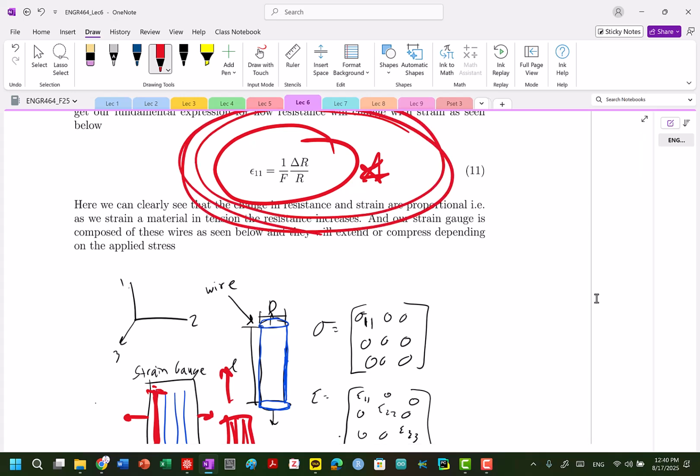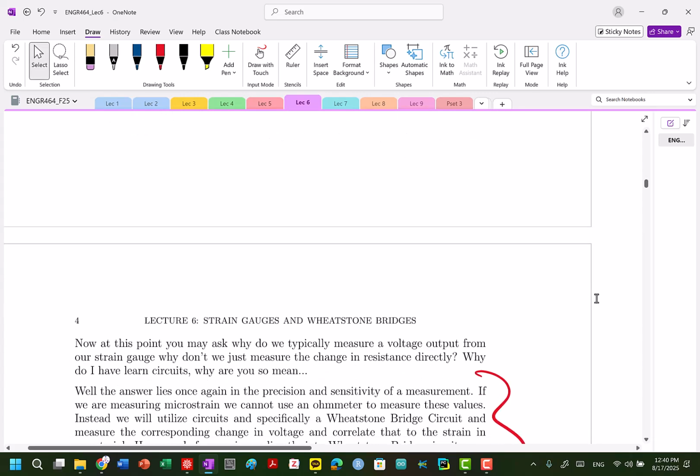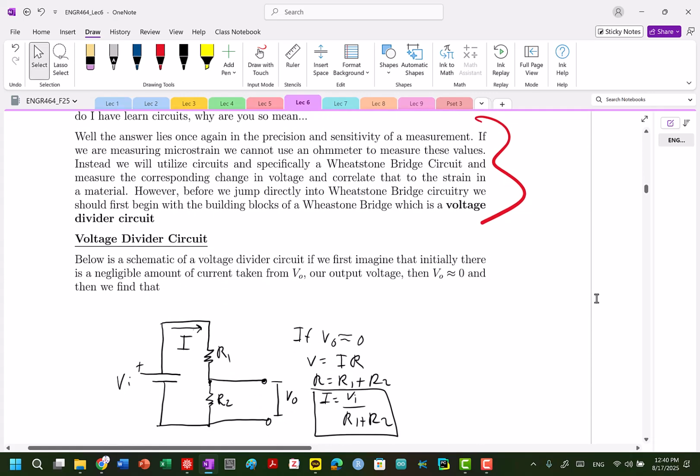But we need something where I can correlate strain to some type of change in voltage instead. So I need to convert this change in resistance to a change in voltage. We're going to do that with some voltage divider circuits, and then we're going to do that as well with some Wheatstone bridge configurations.